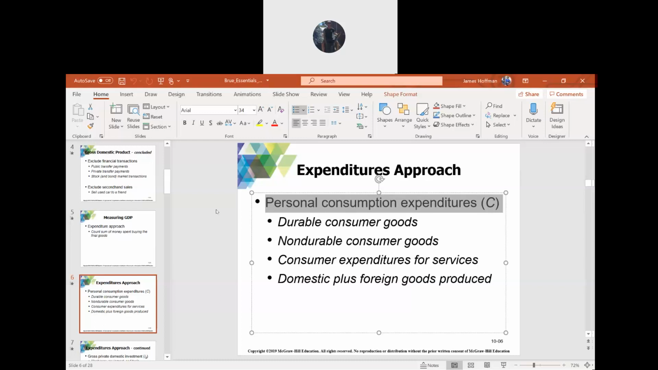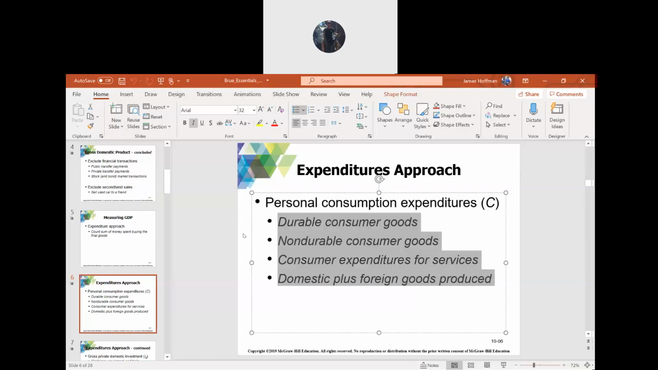All right, so big C, the technical term is personal consumption expenditures. Just think of this as consumption spending by households and individuals. If you add up all the money spent on new durable consumer goods, new non-durable consumer goods, new services, and plus any foreign goods purchased, produced. So if you sum up all the money spent by households and individuals on consumption goods, then that's what comprises consumption spending or personal consumption expenditures. All right, so that's category 1, big C.